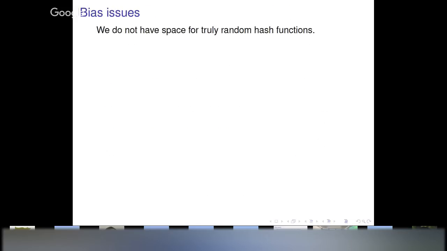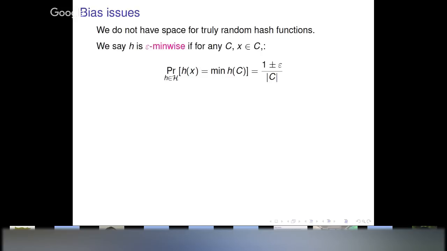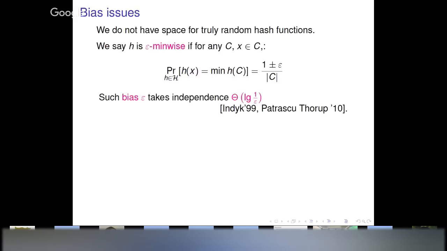Okay, so now comes this issue which is recurring in this talk. We don't have truly random hash functions. And that typically leads to bias. We say a hash function is epsilon minwise if for every set and element in the set, the probability that that element is smallest is 1 plus or minus epsilon, divided by the set size. So this is what we talked about before. We said that the smallest element in a set was uniformly distributed, and that's why we could conclude that for the smallest element from the union, the probability that it was in the intersection was the Jaccard similarity. So that was a critical property.